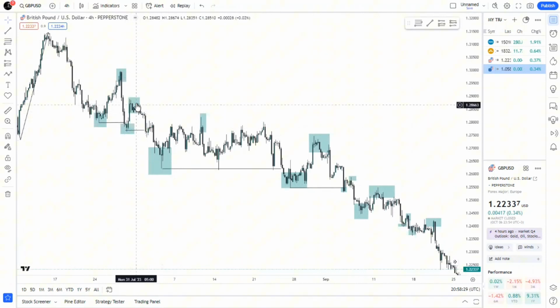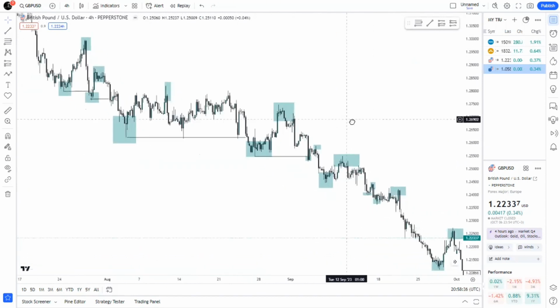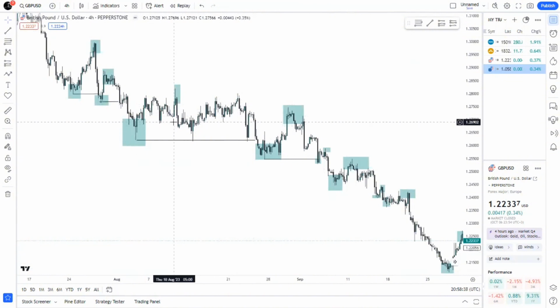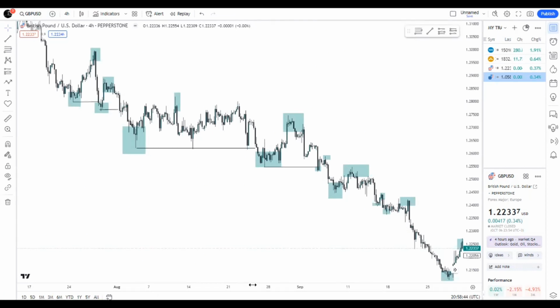So we want to catch this sell, this sell, this whole sell, and so on and so forth. You can see that the buys that happened in between are not so much compared to the sells. All right. So next, we're going to dive into support and resistance.